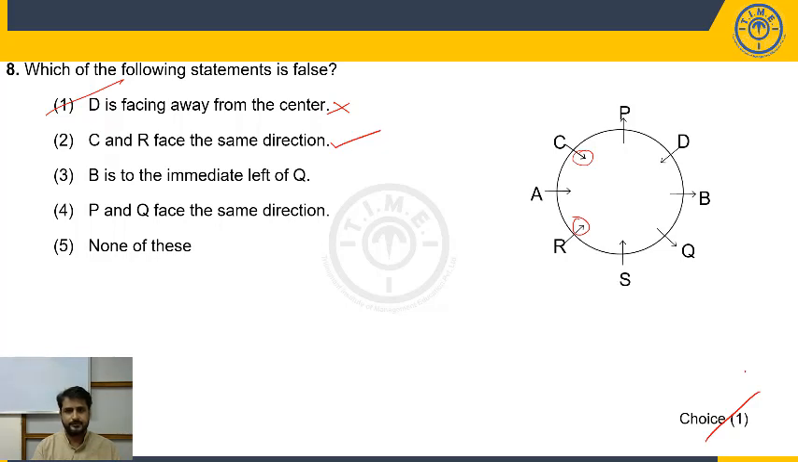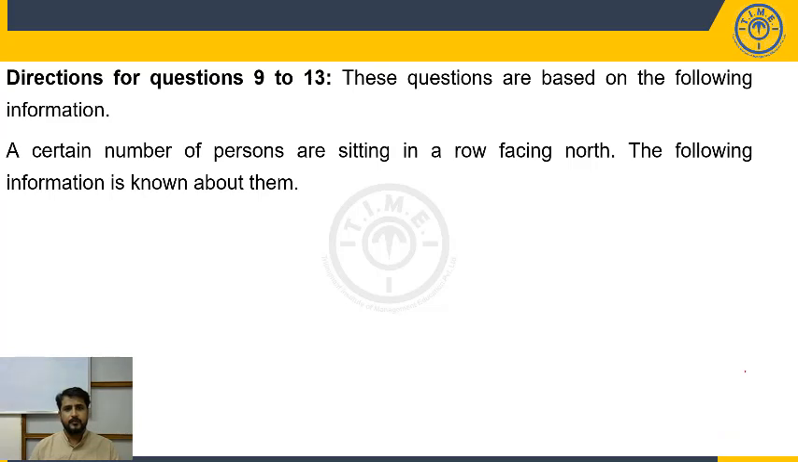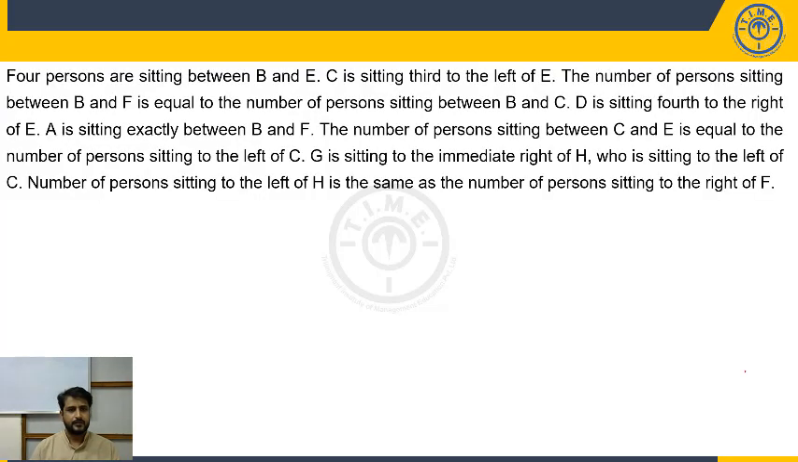Go to the next one. A certain number of persons sitting in a row facing north. Unknown number of persons arrangement. The following information is known about them. Okay, so here is the data. 4 persons are sitting between B and E. But we don't know whether B is to the left of E or B is to the right of E. So we have to consider both the cases. So let me write the cases.